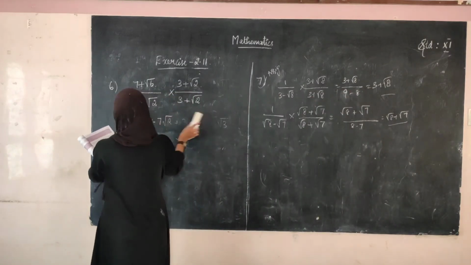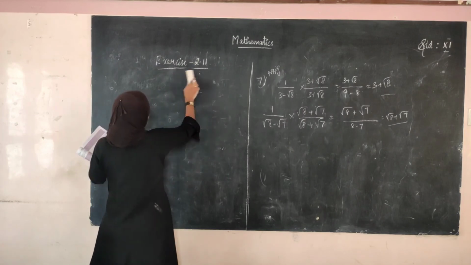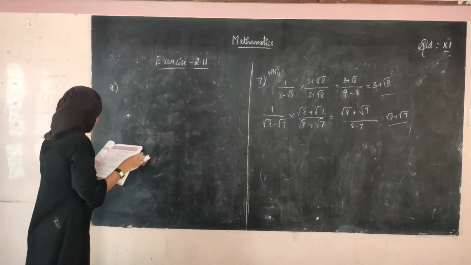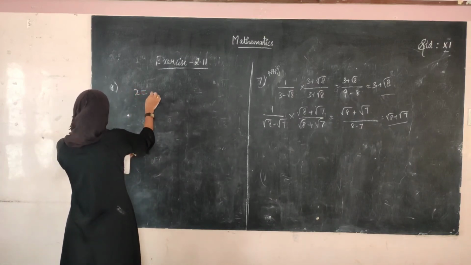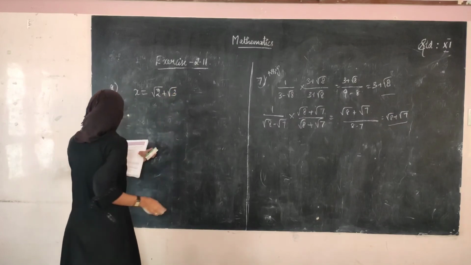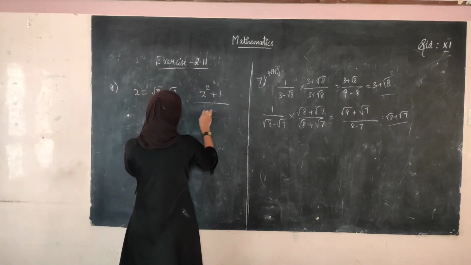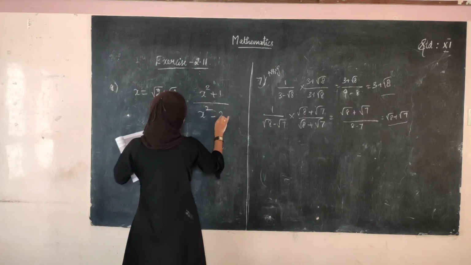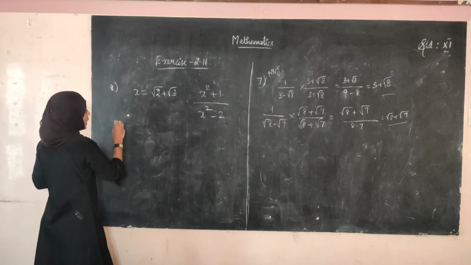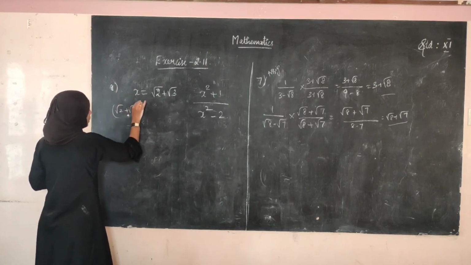Now, the last sum, the 8th sum. What they have given: if x is equal to root 2 plus root 3, we have to find x squared plus 1 divided by x squared minus 2. For that, first let us find x square. So x square means root 2 plus root 3 the whole square, right?